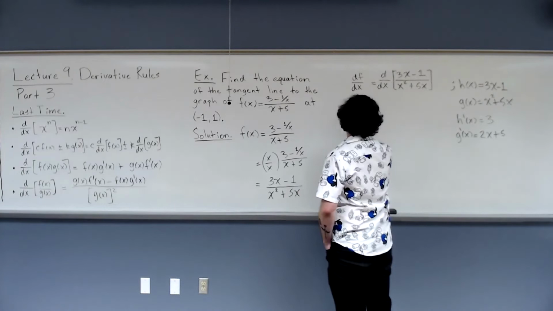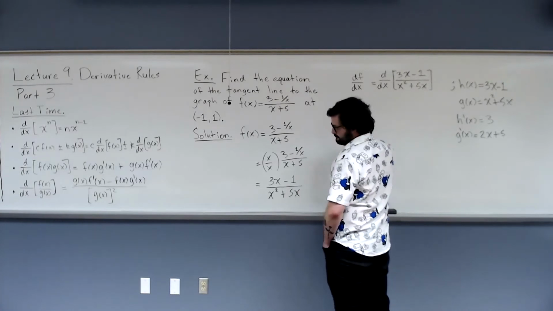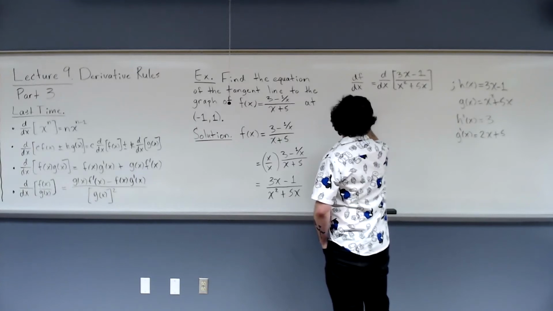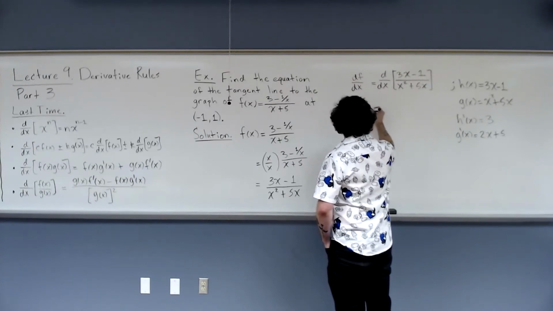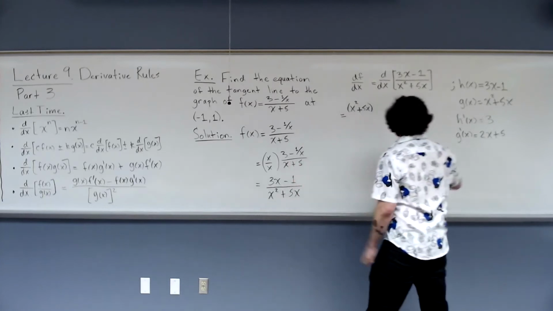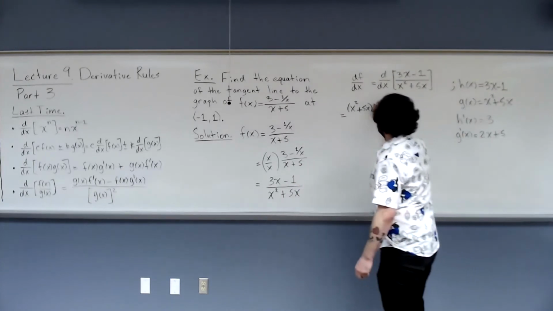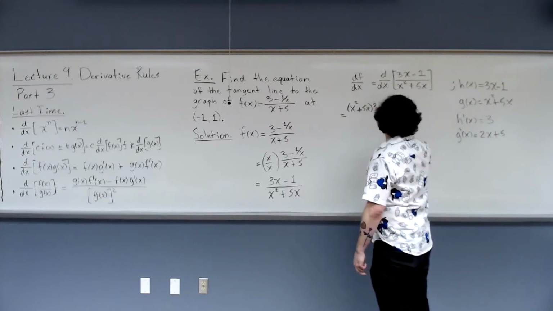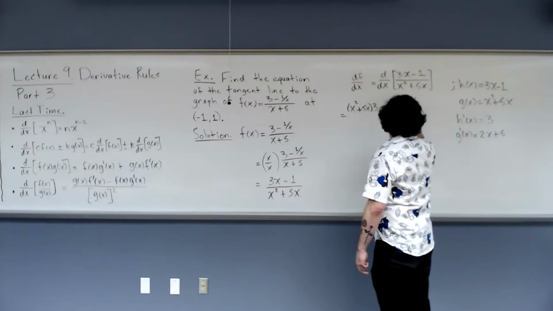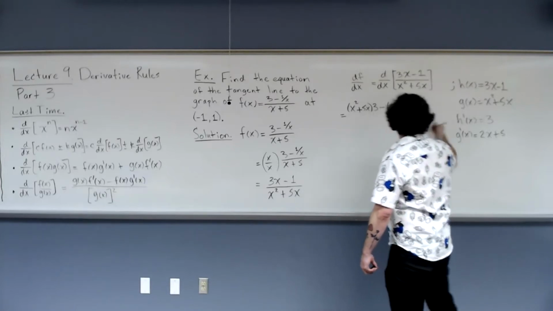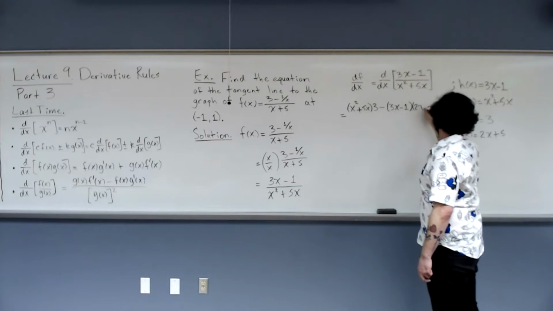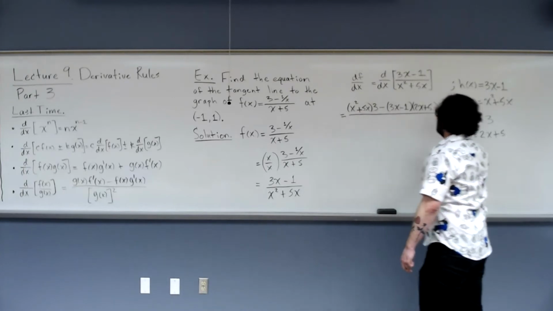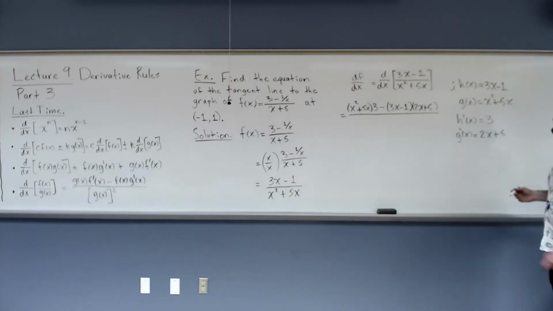All right, I'm going to give myself more room so I can think more clearly. So here's g times f prime, that is, h prime, so 2x plus 5 times 3, minus 3x minus 1 times the derivative of g, all over g squared.